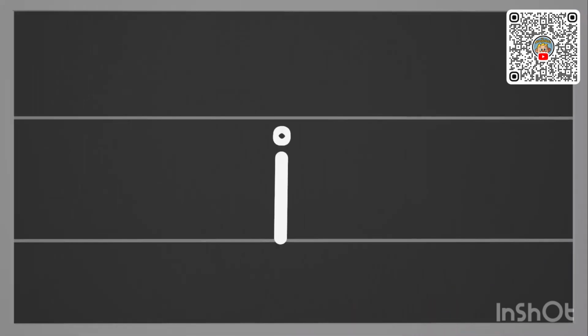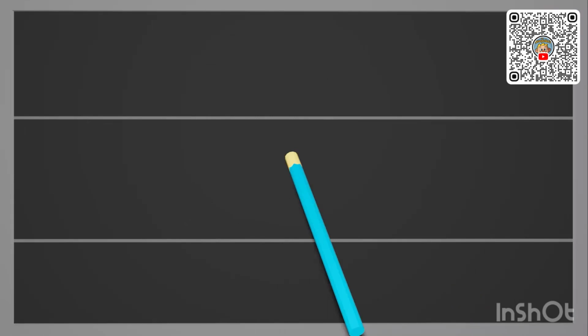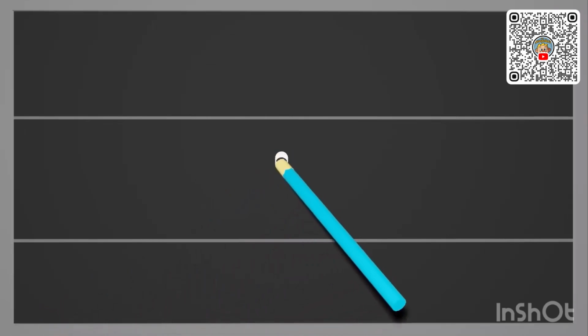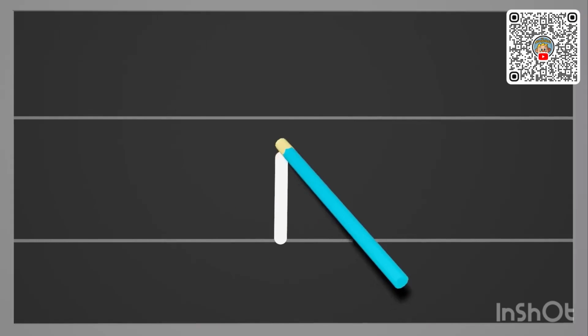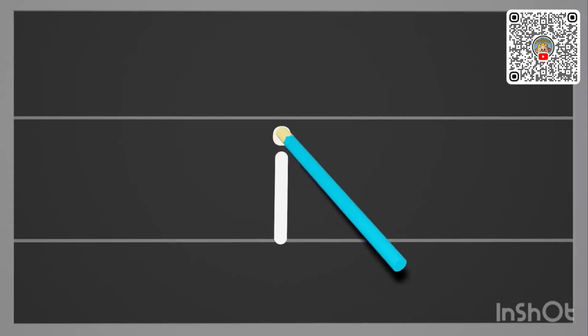Small i. Start from the middle to make a standing line. Add a small dot above the line. Small i.